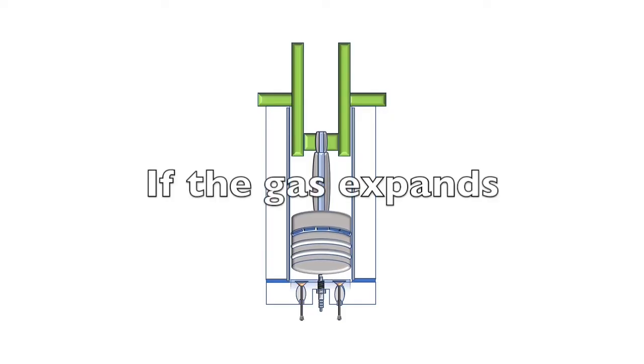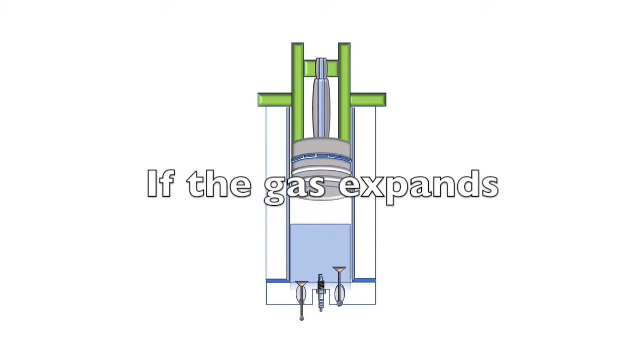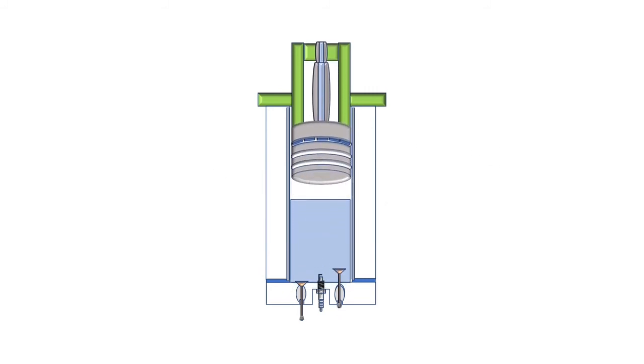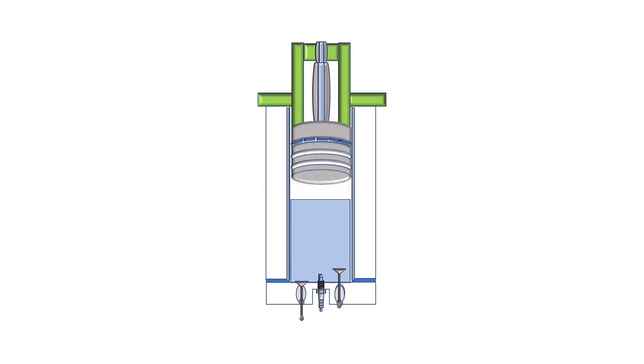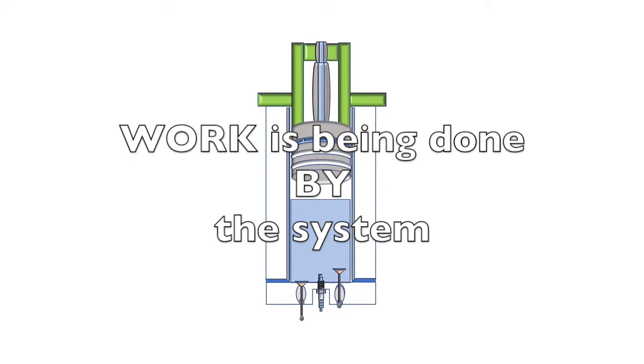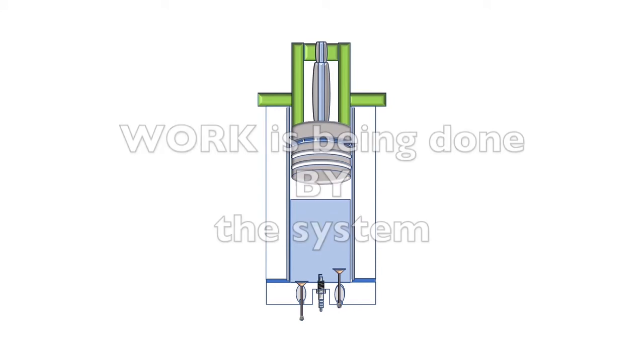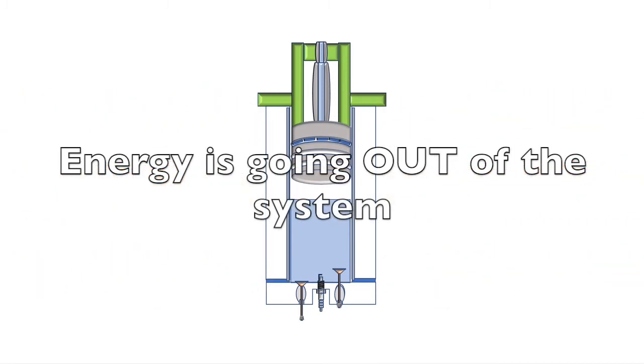If the gas inside a piston expands enough to push the piston up against the air that surrounds it, we say that the system does work on the surroundings. Work is being done by the system or by the gas in the cylinder, and energy is going out of the system, out of the gas.